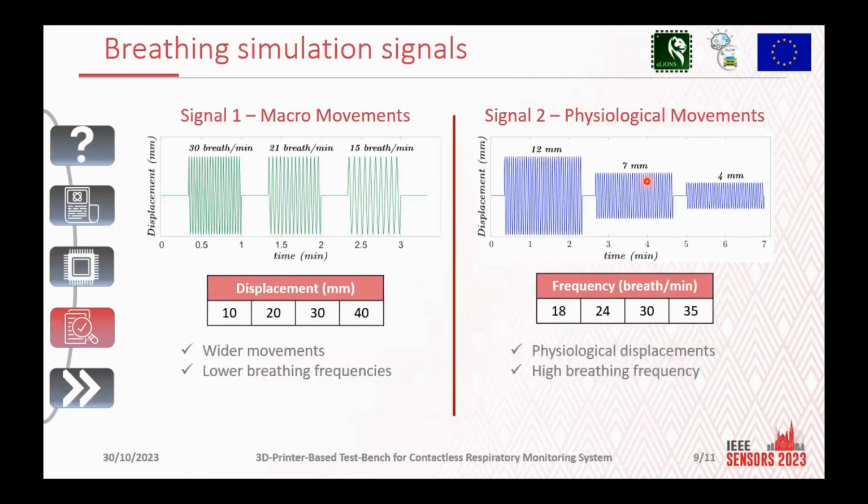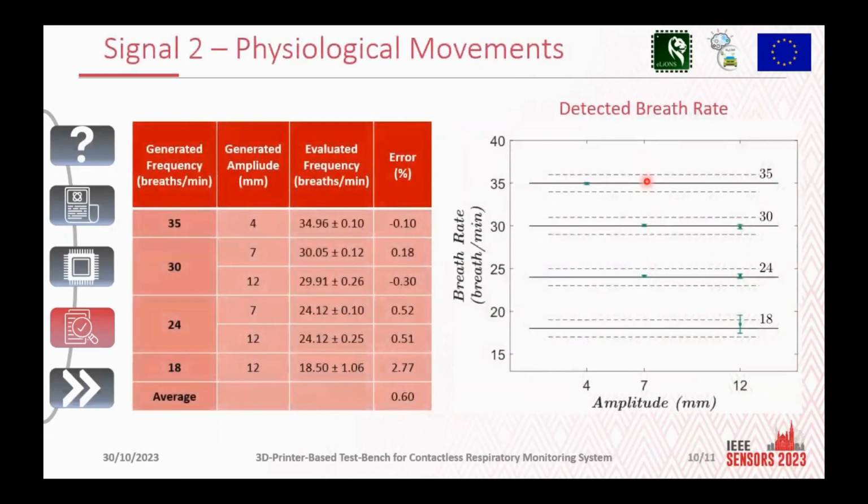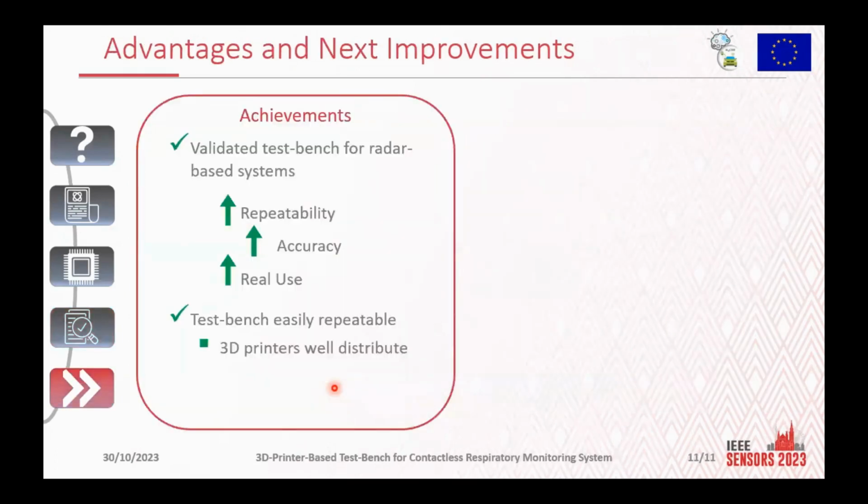For signal number 2, that is more challenging, we can see that for the amplitude and breath rate combination, we have the same behavior. So we have a high resolution and a high accuracy. In fact, also in this case, the error is lower than 3%, with an average error of 0.6 breaths per minute.